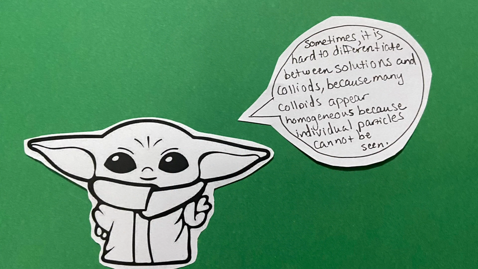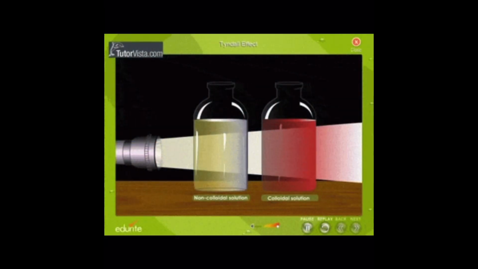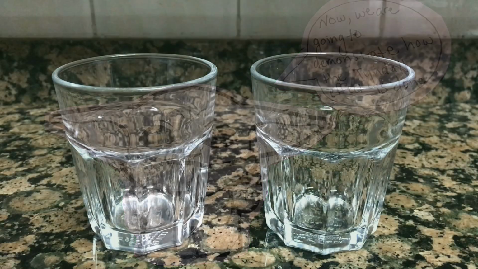Sometimes it's hard to differentiate between solutions and colloids because many colloids appear homogeneous because individual particles cannot be seen. To distinguish between the two types of mixtures, we use something called the Tyndall effect, and it occurs when light is scattered by colloidal particles dispersed in a transparent medium. When light is put through the mixture, it will glow if it's a colloid, and if it's a solution, it will not glow. Now we're going to demonstrate how the Tyndall effect is done.